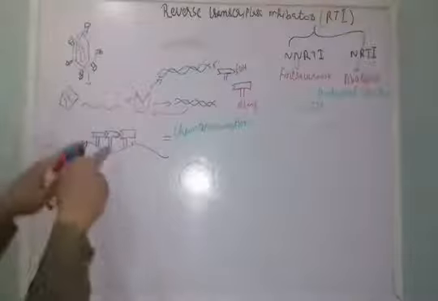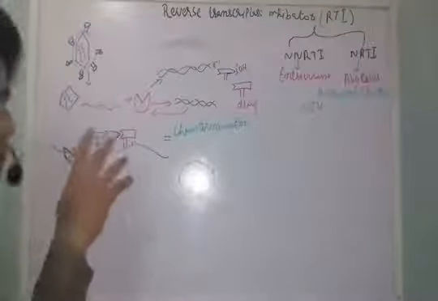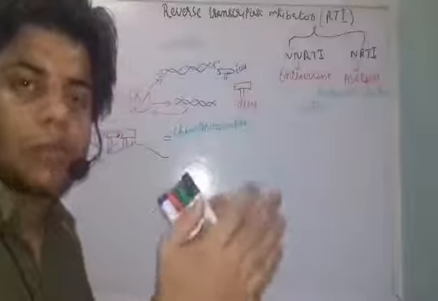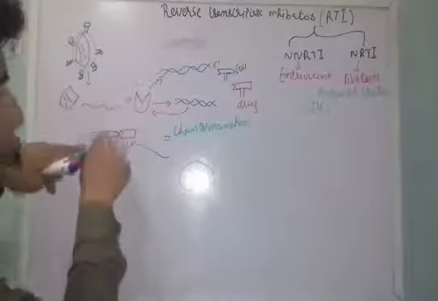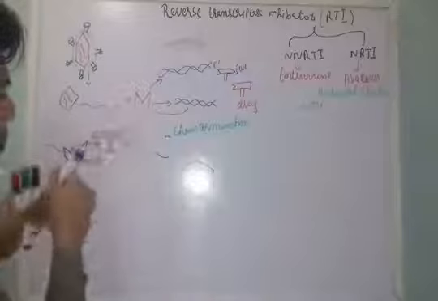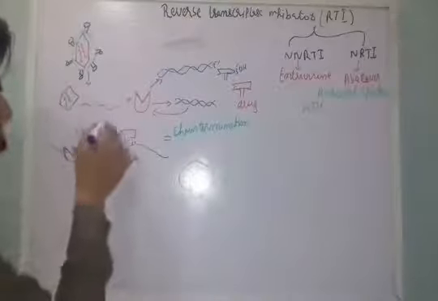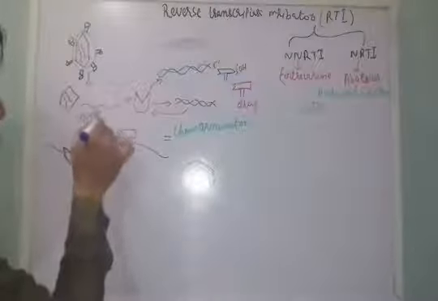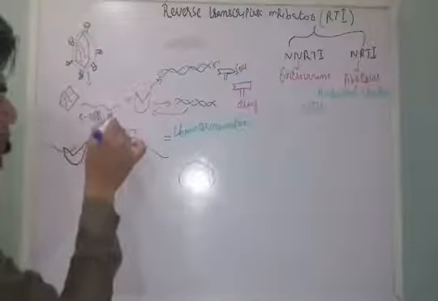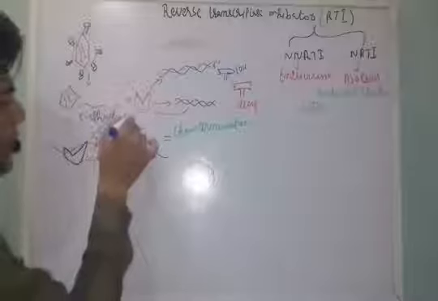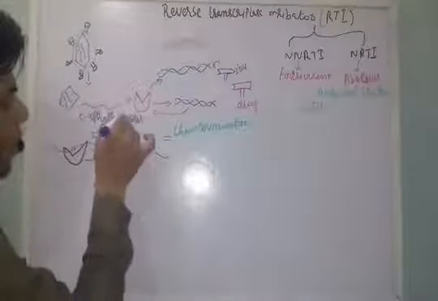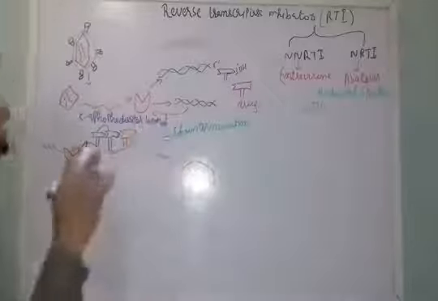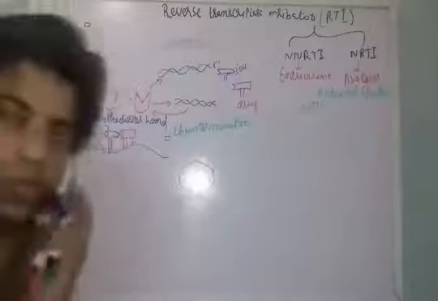Fine. Now when the nucleotides are bound to each other, here there is a 5' to 3' phosphodiester bond between these two nucleotides. Fine. So this phosphodiester bond, we call it the 5' to 3' bond.